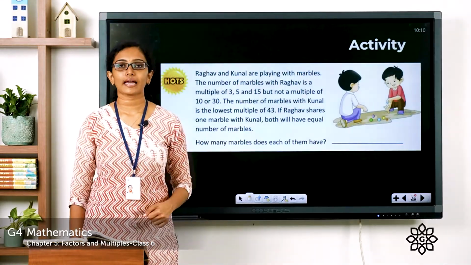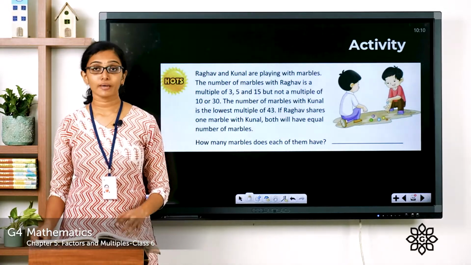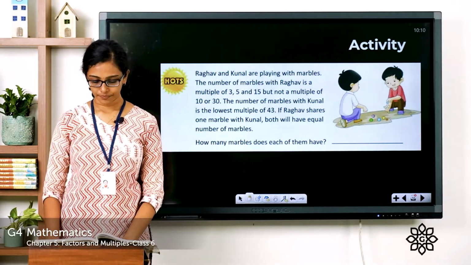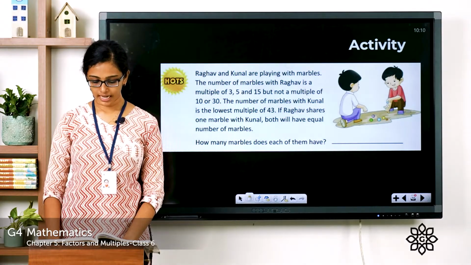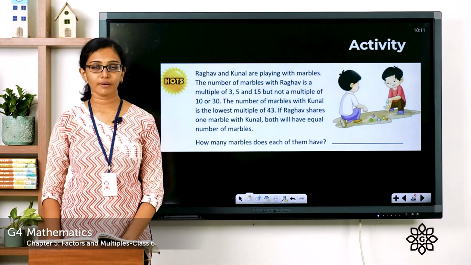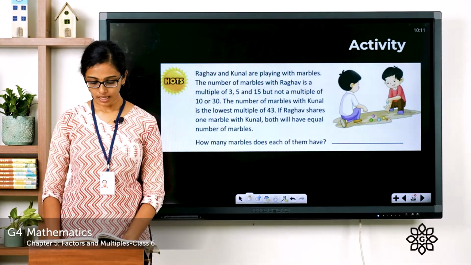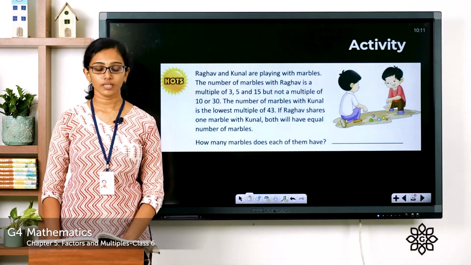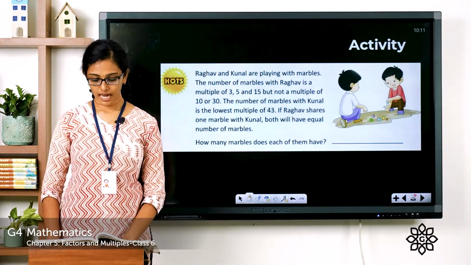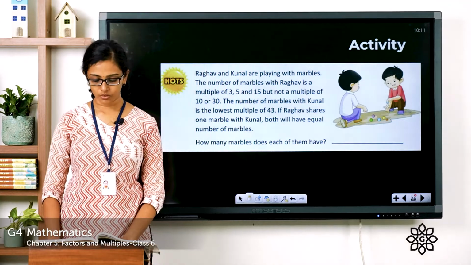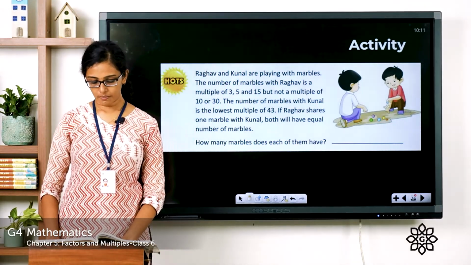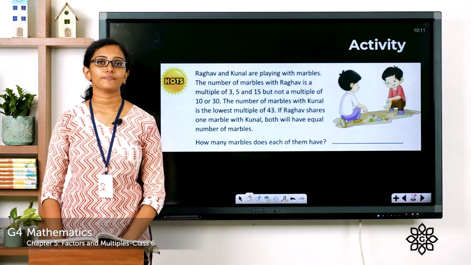Now, let's do an activity. In page number 73, Raghav and Kunal are playing with marbles. The number of marbles with Raghav is a multiple of 3, 5 and 15, but not a multiple of 10 or 30. The number of marbles with Kunal is the lowest multiple of 43. If Raghav shares one marble with Kunal, both will have an equal number of marbles. How many marbles does each of them have?